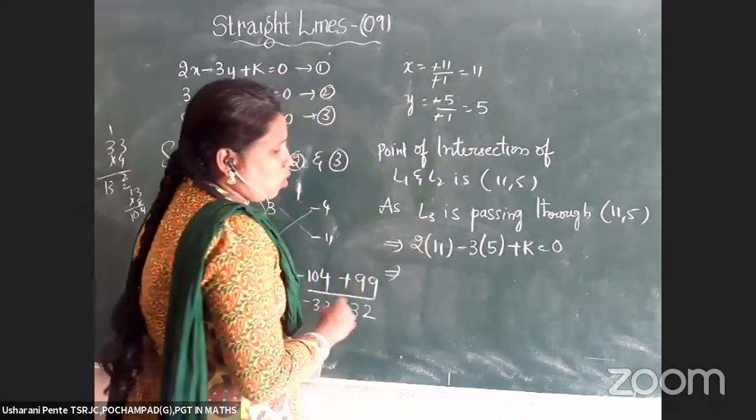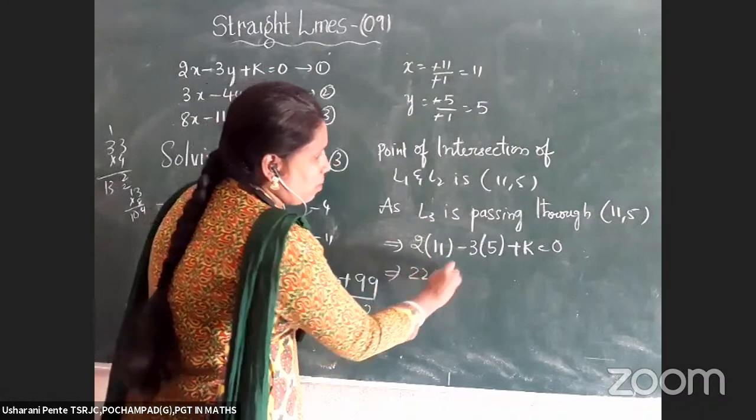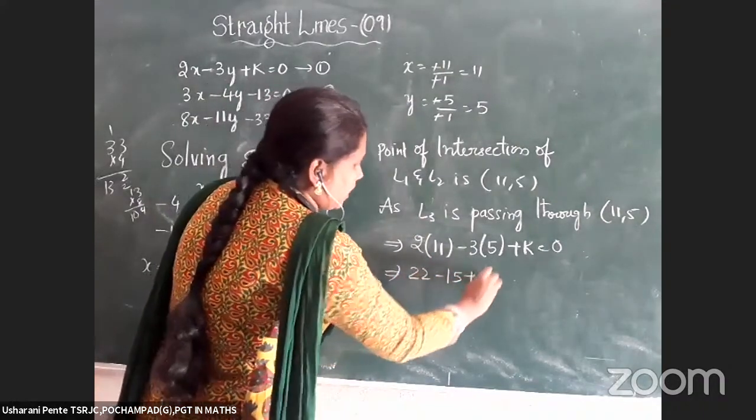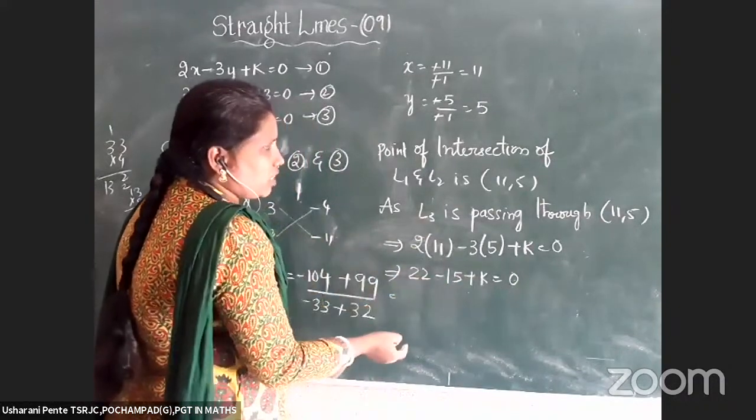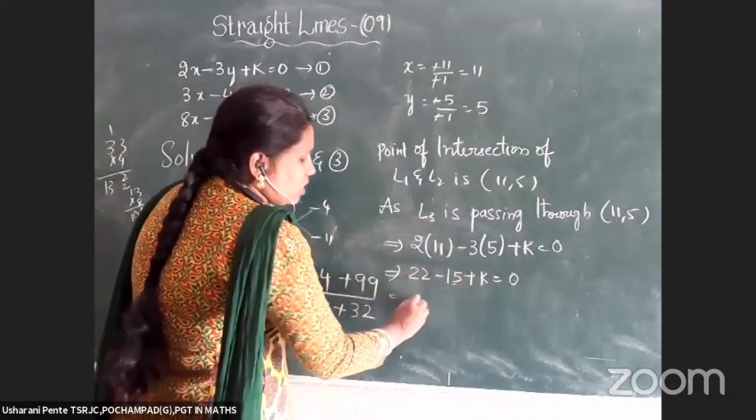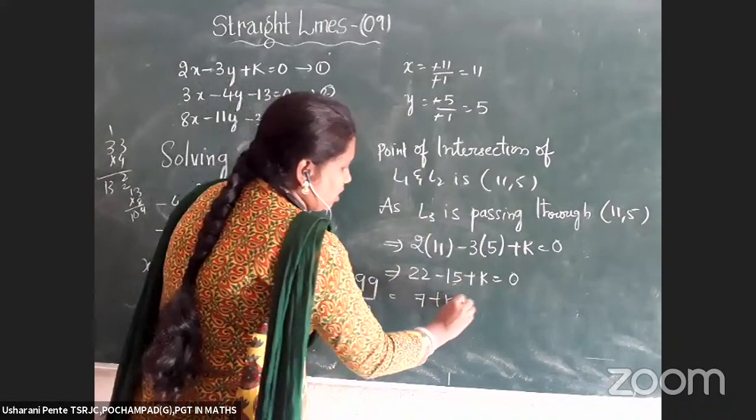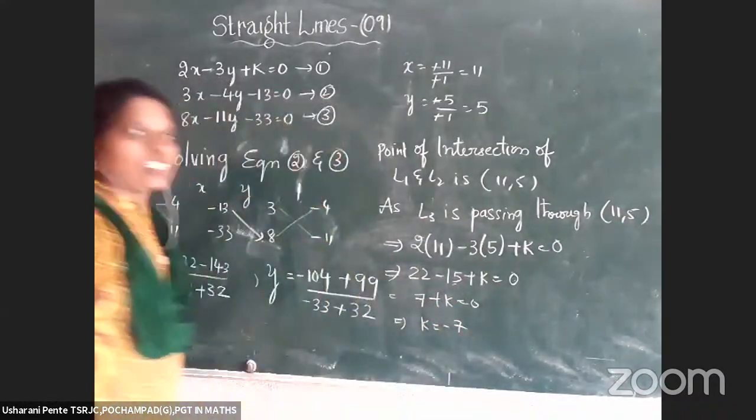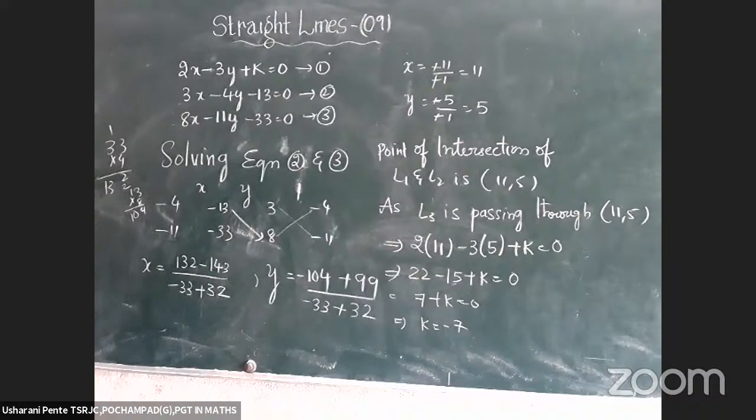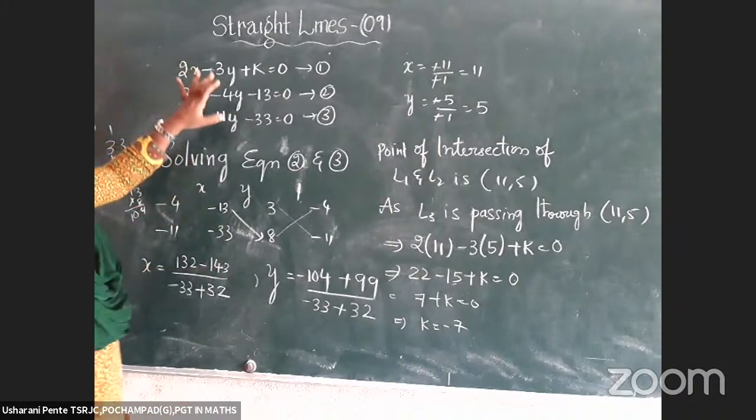This implies 22 minus 15 plus k is equal to 0. That is, 22 minus 15 is how much? 7, plus k is equal to 0. This implies k is equal to minus 7. K is equal to how much? Minus 7.